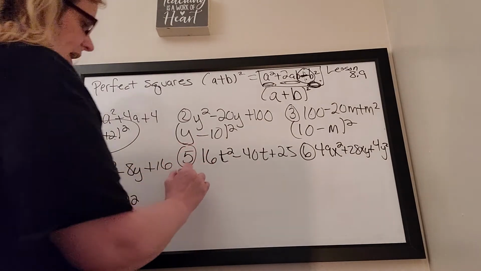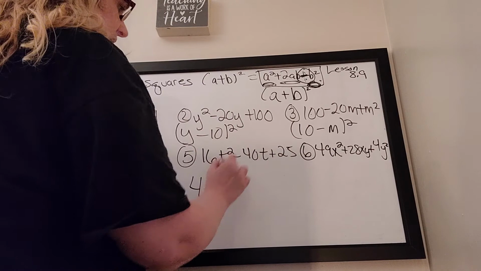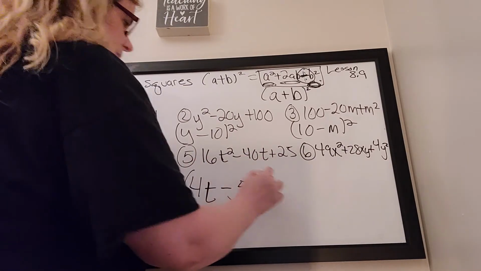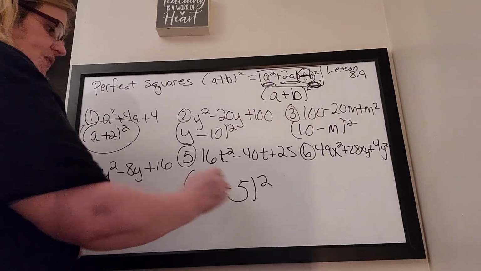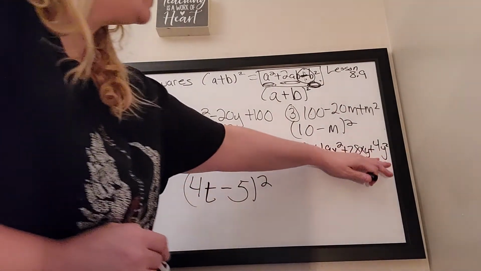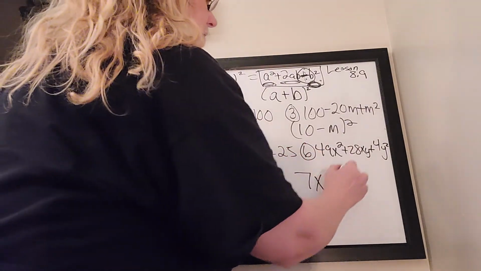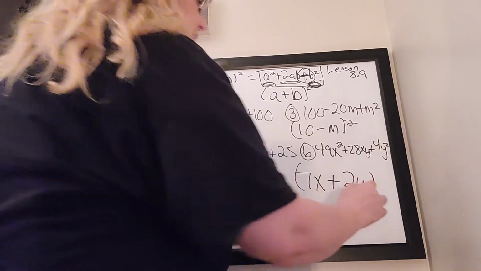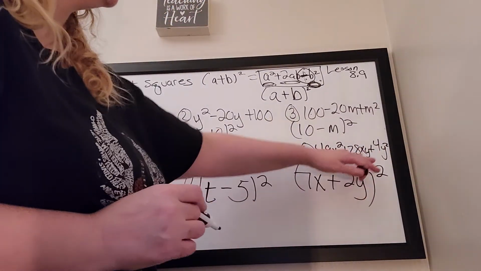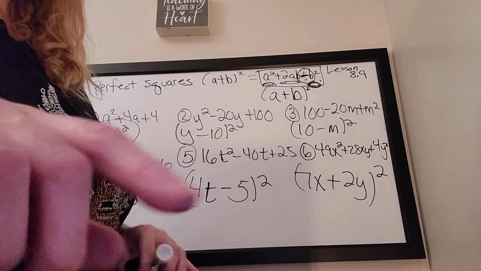These are perfect squares. So the square root of that is 4t. And the square root of 25 is 5. It's a minus because of that one. And to check to make sure this works, 4t times 5 is 20t times 2 is 40t. These are both perfect squares. 7x plus 2y. If we multiply those together, it is 14xy times 2 is 28xy. So all of these are perfect square trinomials, and that's how we factor them.